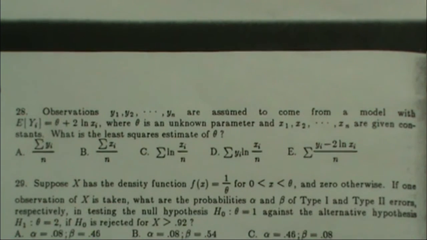Problem number 28. Observations y1 through yn are assumed to come from a model with expected value of yi equal to theta plus 2 times the natural log of xi, where theta is the unknown parameter and the x1 through xn are given constants. What is the least squares estimate of theta?